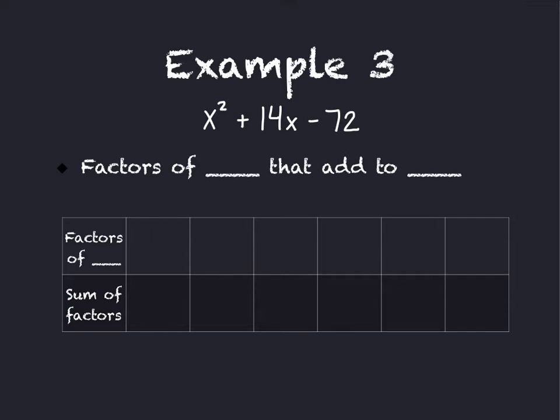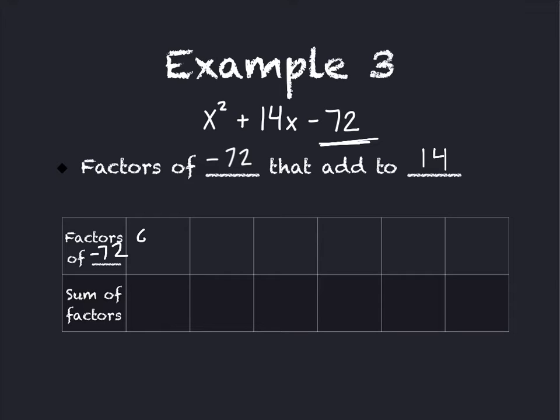14. So we always start with two numbers, factors of the last one, so that multiply, give us the last number, and add to the middle one. So we need factors of negative 72 that add to 14. So what are two numbers that multiply and give us negative 72?